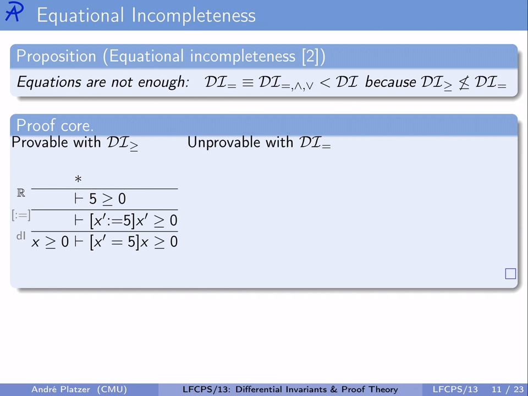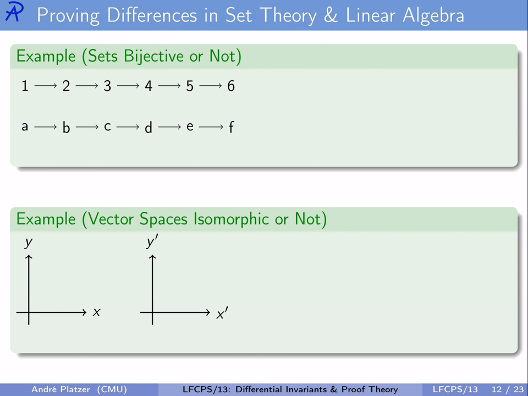We don't prove it with the DI equal. We can't directly prove it with the DI equal because x greater or equal 0, well, that's not of the shape of a single equality. Well, but that is then just one failed proof attempt. And of course, if you try one proof and it fails, that isn't a proof that you can't prove it in a different way. Remember back some set theory or linear algebra.